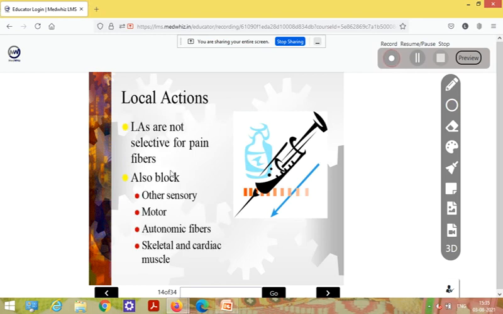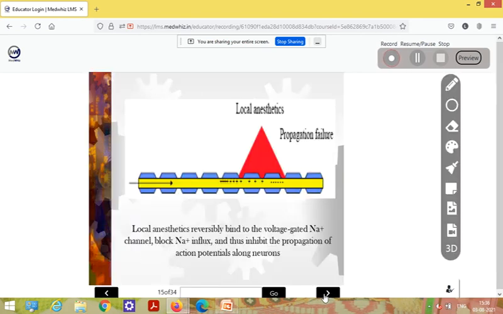So local anesthetics are not just selective for pain, they also block the other sensory sensations like your touch, temperature, pressure, and so on. And if it happens to be a mixed nerve, then they also block the motor nerve impulses. In addition, they have their effect on the autonomic fibers, and they can also block the skeletal and the cardiac muscles. But there is a different pattern in their affinity towards the various nerve fibers.